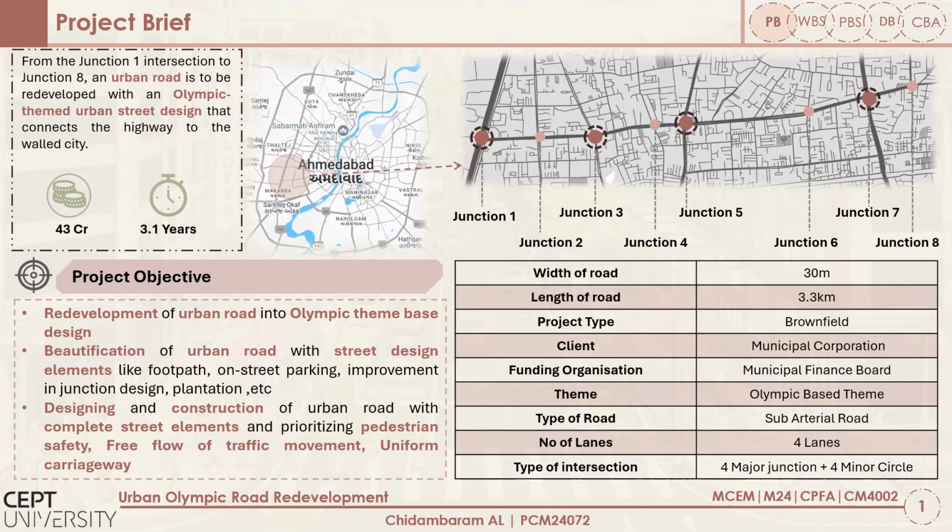The design focuses on Olympic theme integrating aesthetics and functional improvements, like footpath with multi-utility zone, uniform carriageway and center median, junction improvements with Olympic sculptures, parallel on-street parking, bus bay placements, and detailed design of other urban elements like theme-based streetlight, advertisement boards, street furniture, and street plantations.